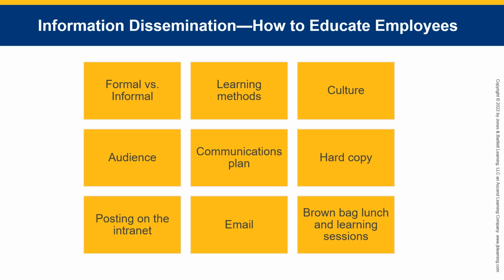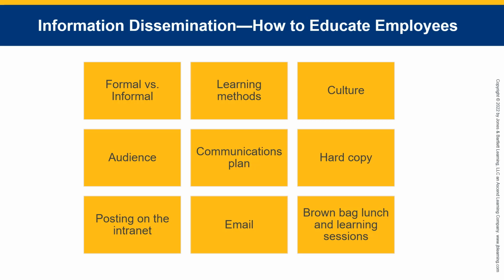These are some examples of information dissemination and how to educate your employees. Formal versus informal, learning methods, culture, audience, communications plan, hard copy, posting on the internet, email, brown bag lunch and learning sessions. Let's look at some of these just at random. Hard copy: a lot of people, especially certain age groups, are used to paper. They want hard copy to refer to. Formal versus informal: some people get more out of a formal structure, and some are more informal, where they just want people to talk to them one-on-one or in small groups.